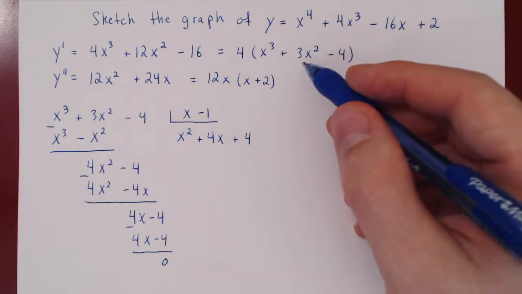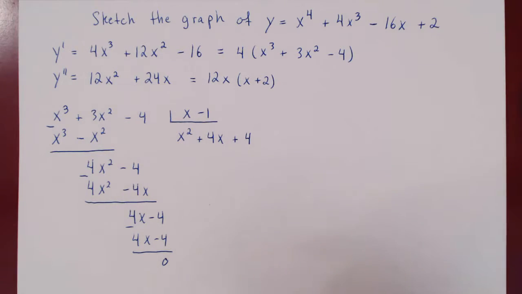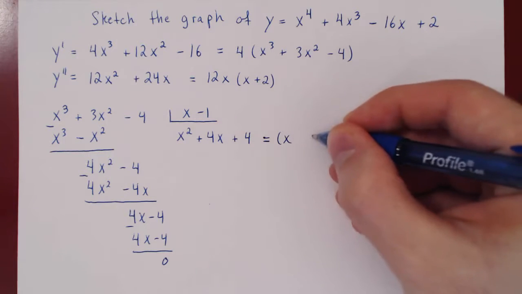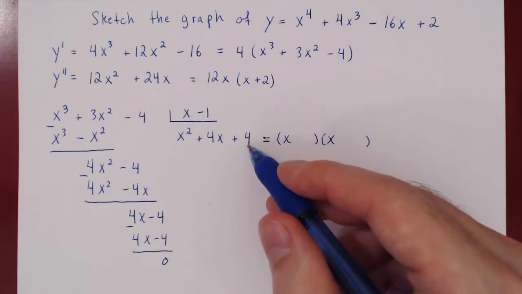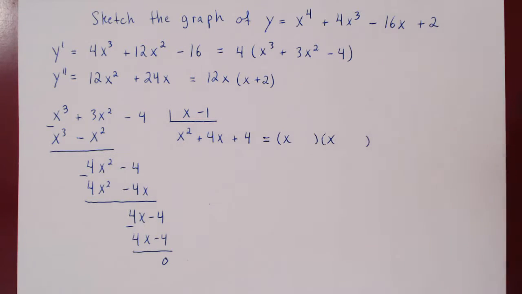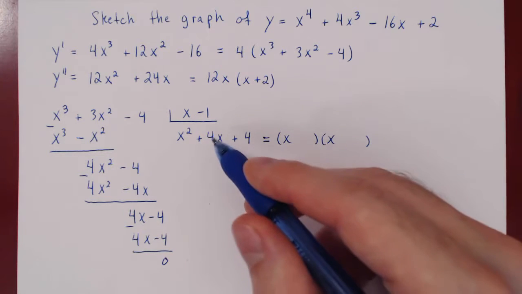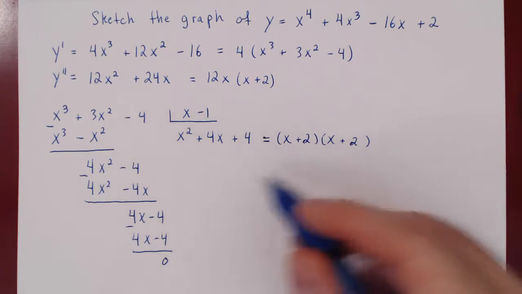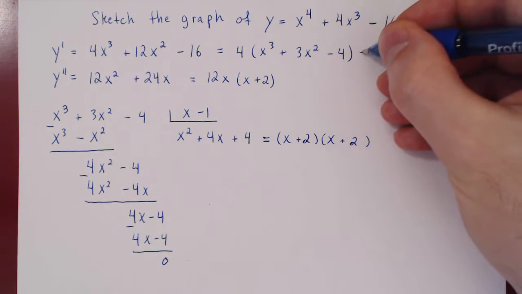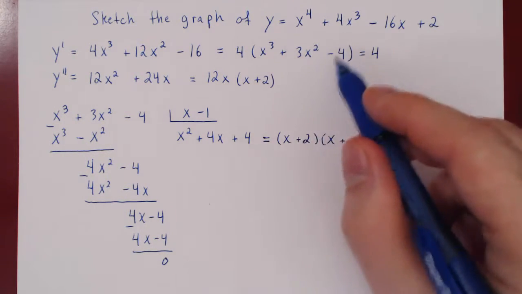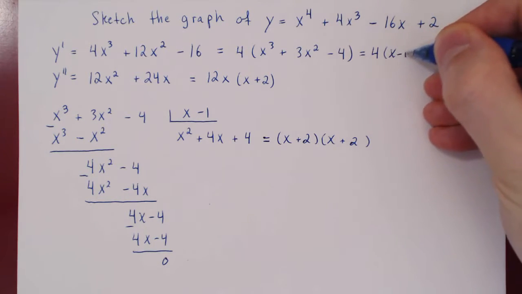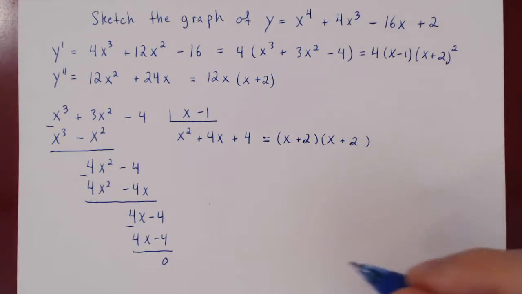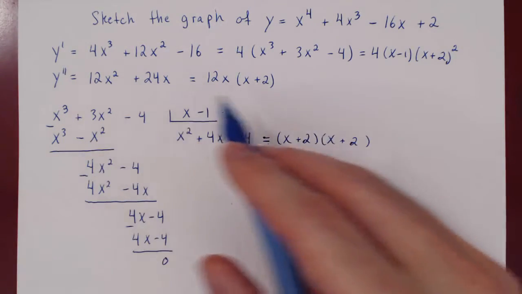Therefore, x cubed plus 3x squared minus 4 is x minus 1 times this quadratic polynomial. And this you can factor by inspection. You look for two real numbers whose product is 4 and whose sum is 4, and this is obviously 2 and 2. x squared plus 4x plus 4, 2 times 2 is 4. There you go. And so we have factored our first derivative. This cubic is x minus 1 times x plus 2 times x plus 2, therefore x plus 2 squared. Okay, so now we have factored our first derivative and our second derivative.